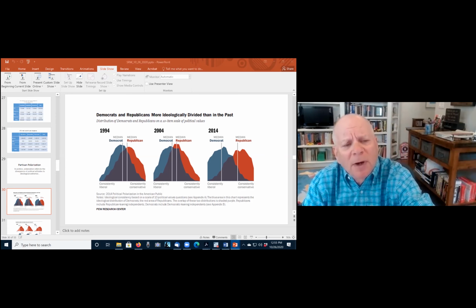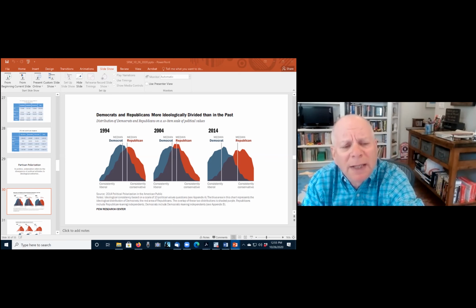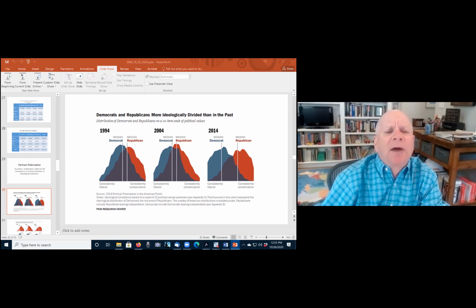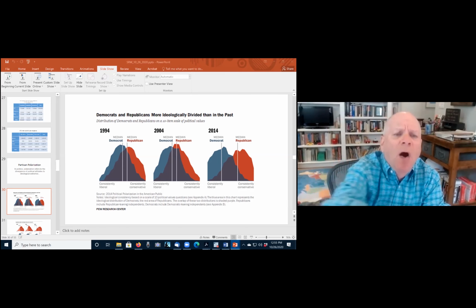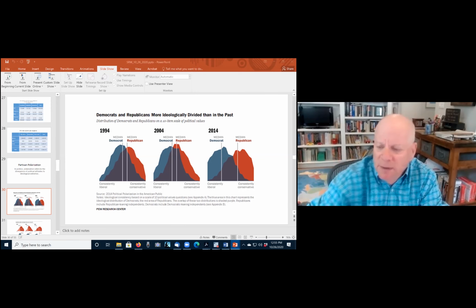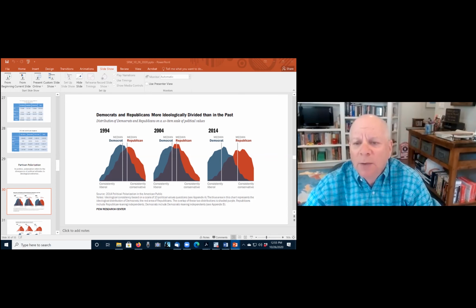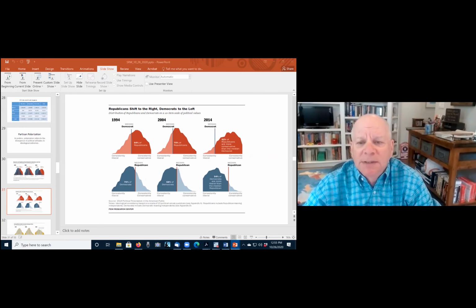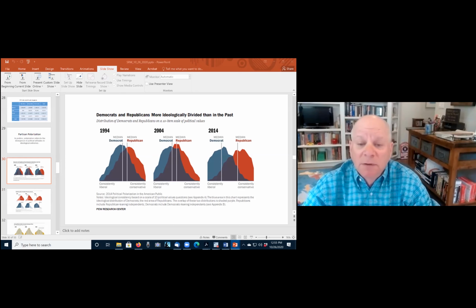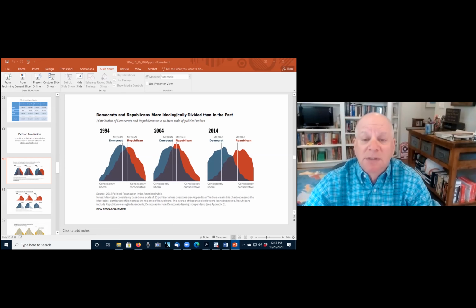In 1994, Democrats and Republicans were consistently conservative only at the fringes of their party, but the purple area, the overlap, was greater than the tails of the distribution. Over those 10 and 20 years, what you've seen is a hollowing out of the center. The center has become wider and wider. And so what you're beginning to see is Republicans are consistently more conservative and Democrats consistently more liberal.